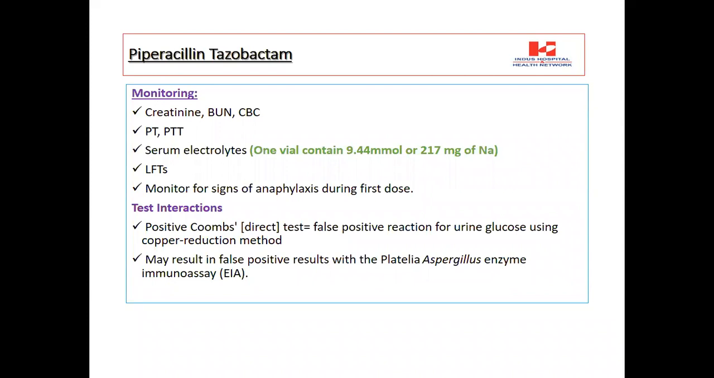some formulations of this antibiotic contain 9.4 millimole or 217 milligram of sodium. So we have to be cautious if a patient has hypernatremia, or patients who already have a high sodium level. Then we clinically sometimes decide whether we should start with this antibiotic or change to another antibiotic to cover as directed therapy or targeted therapy.